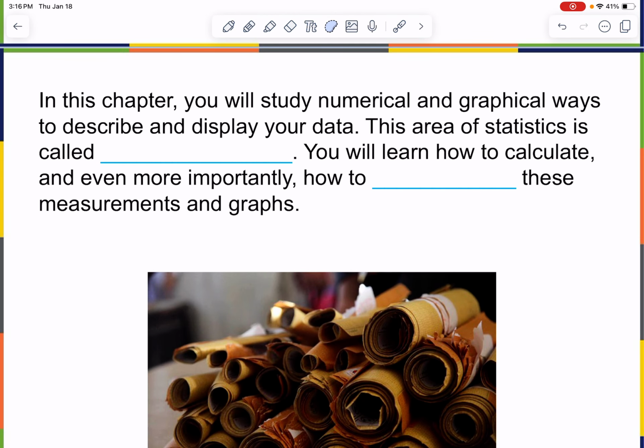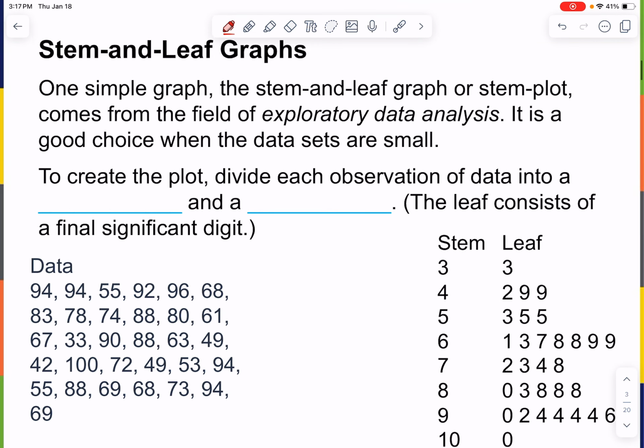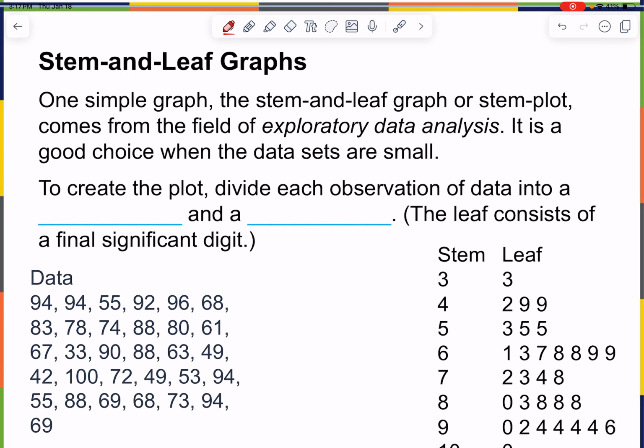In this chapter, you will study numerical and graphical ways to describe and display your data. This area of statistics is called descriptive statistics. You will learn how to calculate and, even more importantly, how to interpret these measurements and graphs. All right, so a stem and leaf graph.